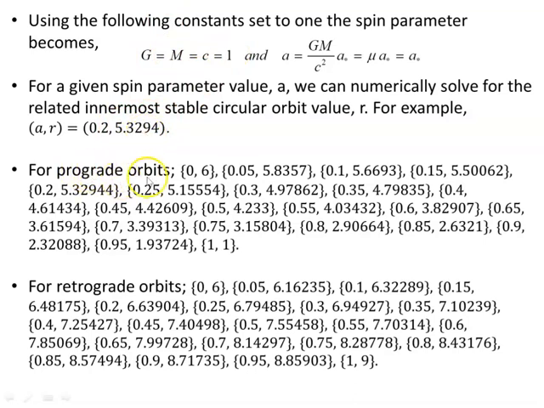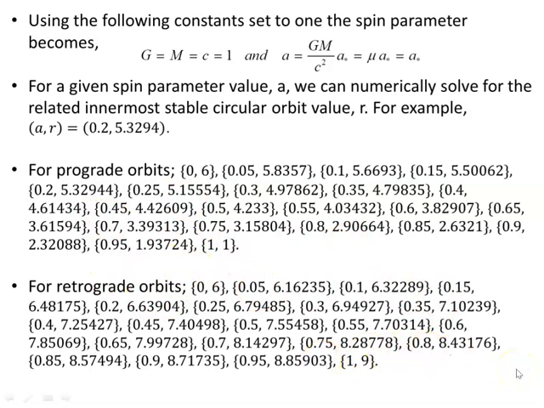All right, for prograde orbits, we can look at different values of a: 0, 0.05, 0.1, 0.15, 0.2, 0.25, and so on. I'll put 20 of them in here. You get the idea, right up to 1. Okay, for retrograde orbits, the same thing. We can plot those values.